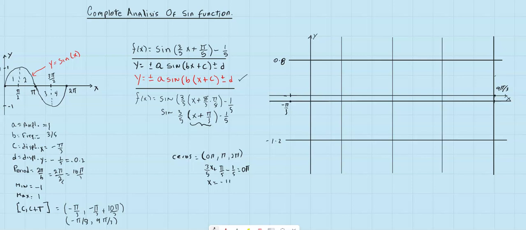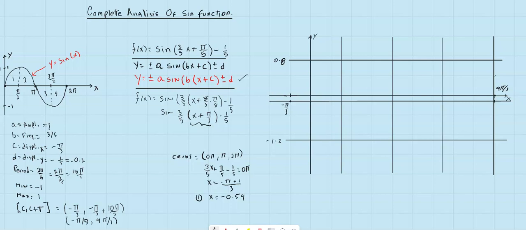x is equal to negative pi plus 1 all divided by 3. So my x is going to be negative 0.54. This will be my first 0 right here.